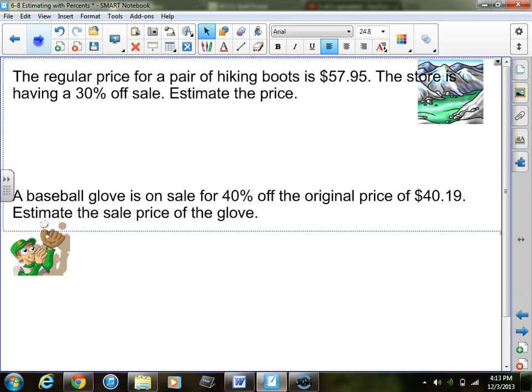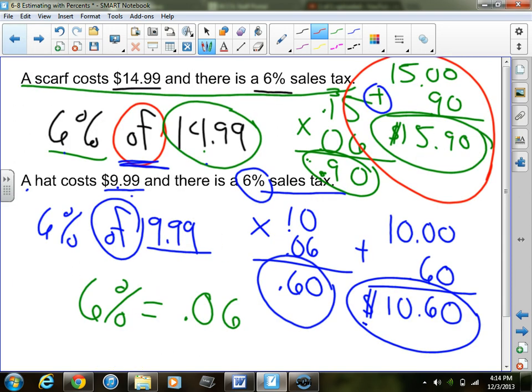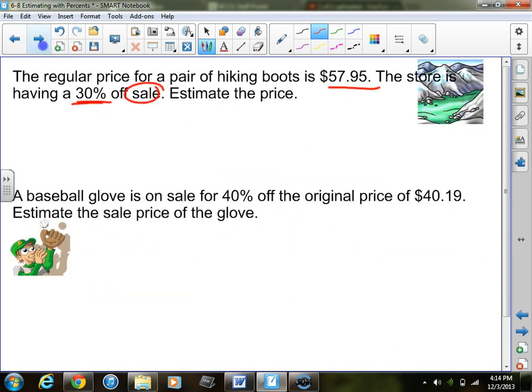So the first question says, a regular price pair of hiking boots is $57.95. The store is having a 30% off sale. Estimate the price. So I see here the total cost is $57.95, and I'm looking at 30% off. So what I'm actually going to be doing, two different steps. Similar to back here when I found sales tax, I had to find the percent and then add it in. When I'm looking at a sale, I am actually going to be subtracting that price.